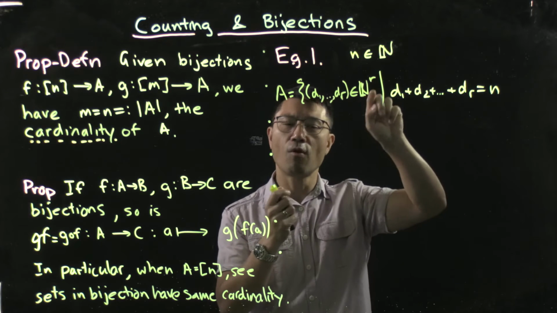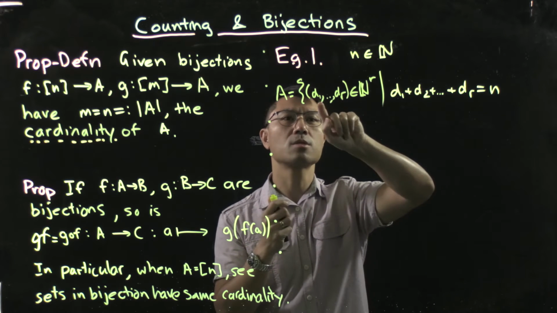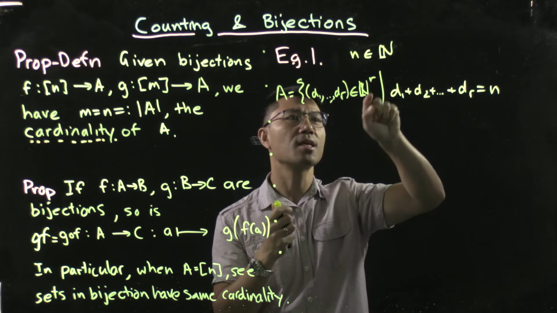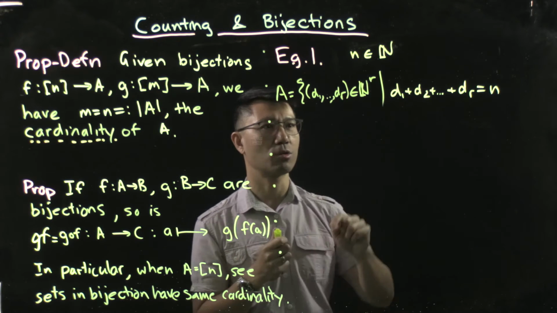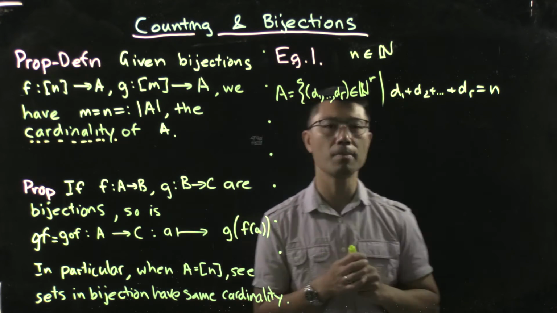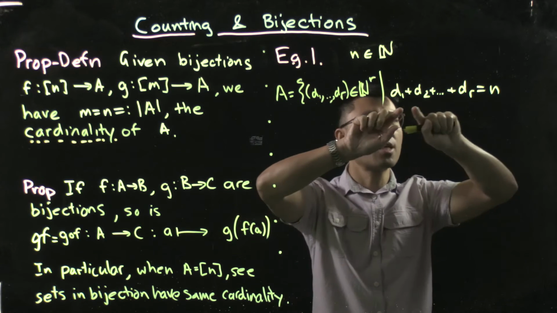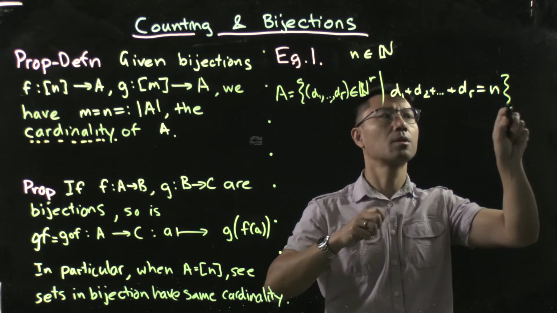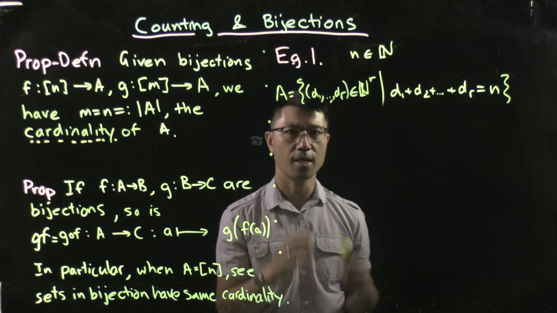So this is the symbol for the set of all R-tuples, d1 up to dr, where each of these is inside N, the natural numbers. So each d1 up to dr is a natural number. And we want to look at the set of all those which satisfy this condition here. So that's our first set.